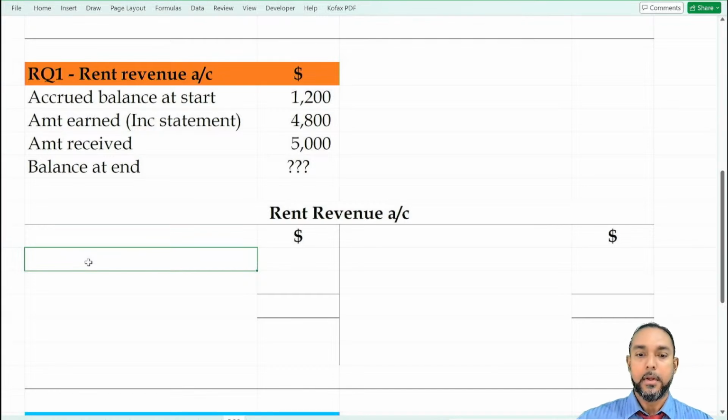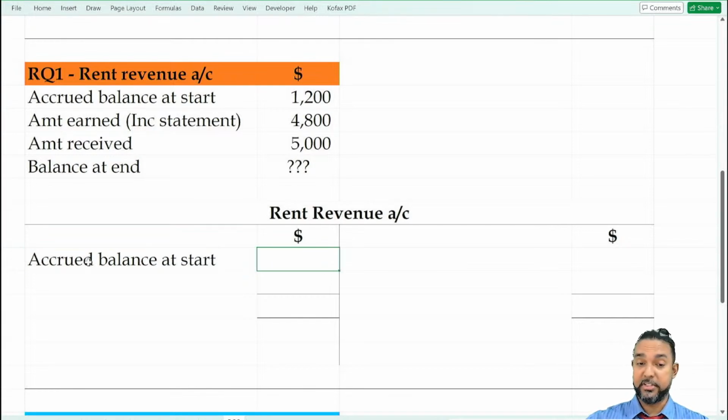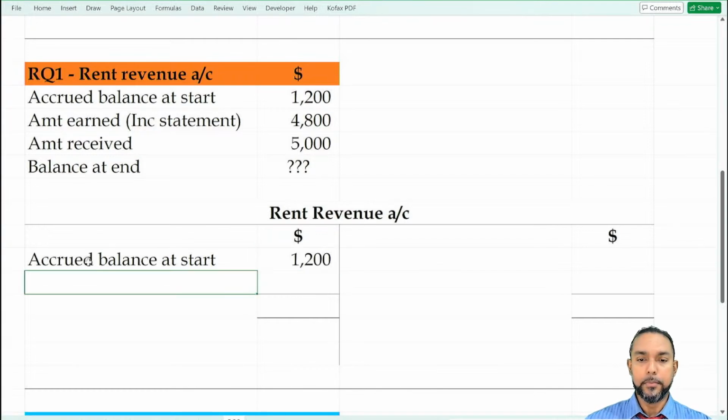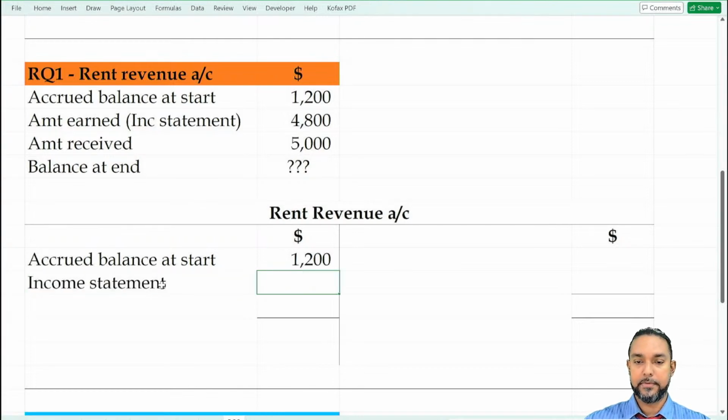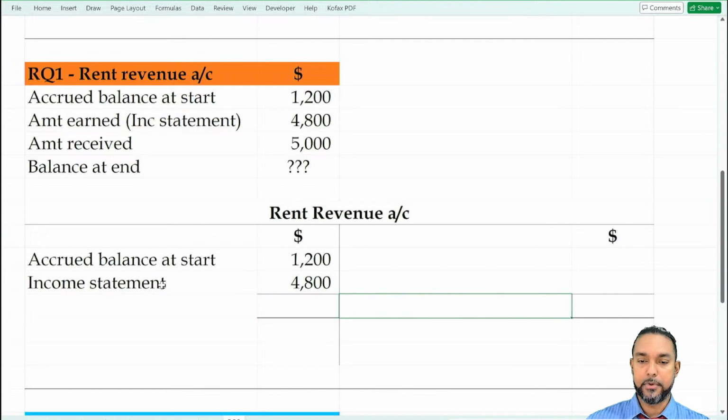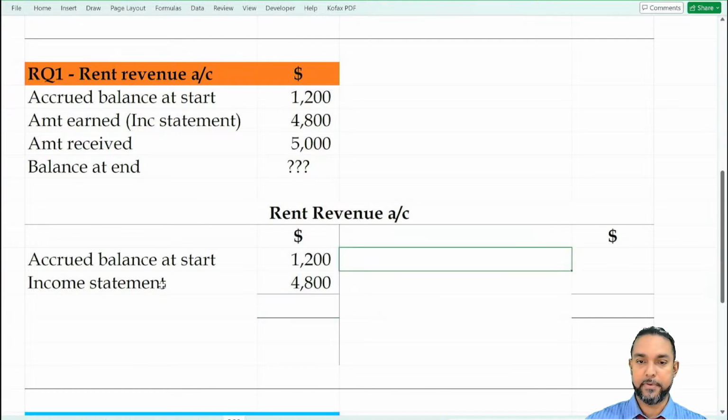Right, okay, sorry. So the accrued balance at start, which of course you could also just write as balance brought down, is 1,200. The amount earned is the income statement figure, so income statement is going to go there. That's 4,800. And the amount received is the cash book figure or the bank figure.